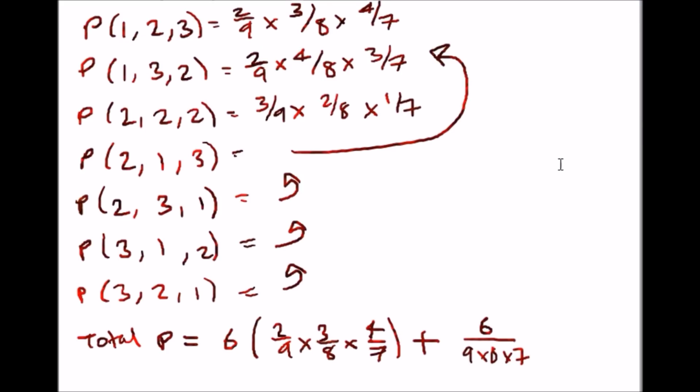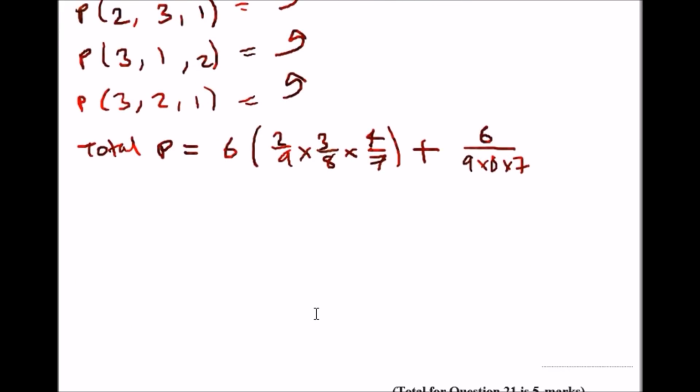That's it. Now, literally just enter this in a calculator. So have a go at this. I'm going to quickly evaluate this as fast as I can. So 2 times 3 times 4 over 9 times 8 times 7 plus 6 over 9 times 8 times 7. So I got 25 over 84.